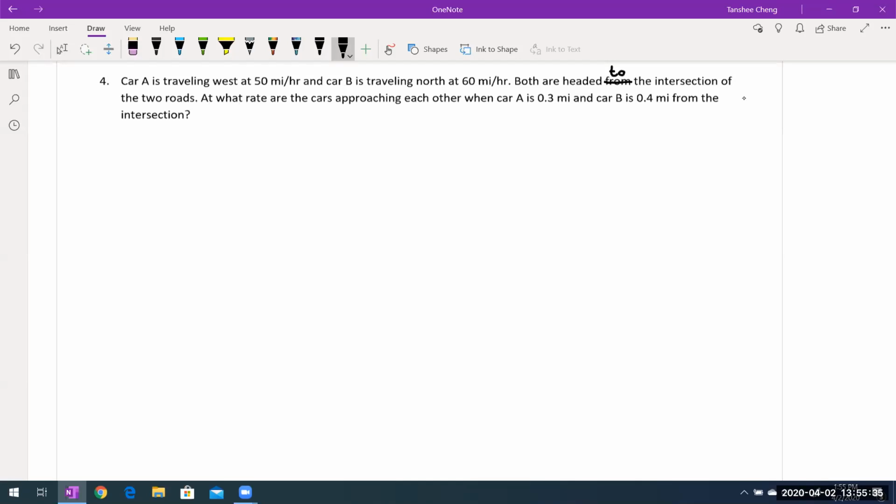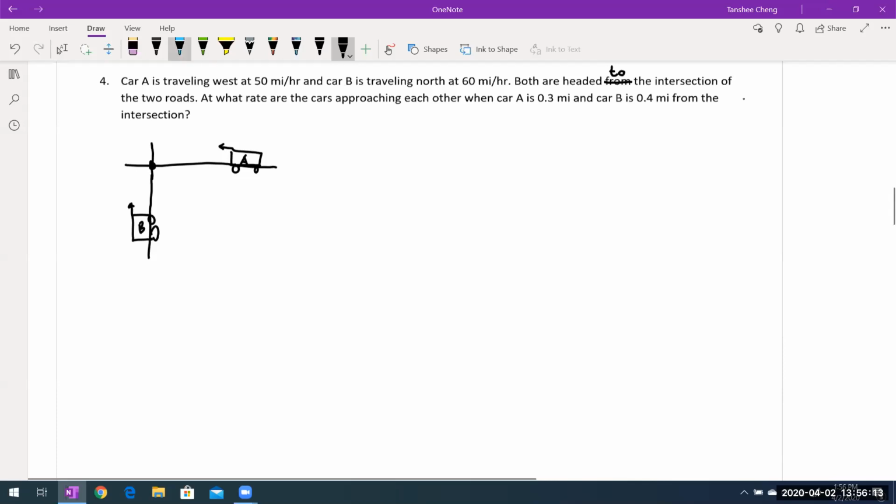So this is how the picture is going to look. Here's my car A. It is traveling west, so here's car A going in this direction, right? And here's my car B, going north. And car A and car B are going in those directions. So basically this is the intersection of 2 roads right here.